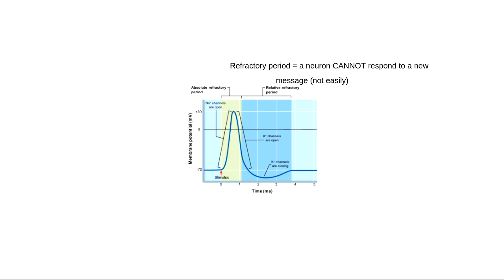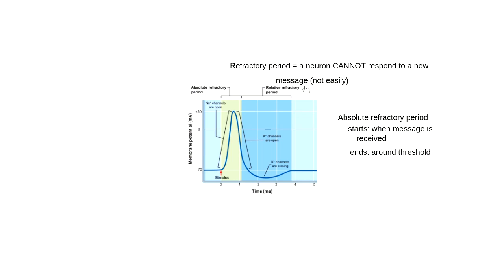So the absolute refractory period starts when a message is received, and it ends around threshold, when I get back down to threshold. So it ends most of the way through repolarization. When I say that a neuron can't respond to a new message, that's kind of my emphasis here.